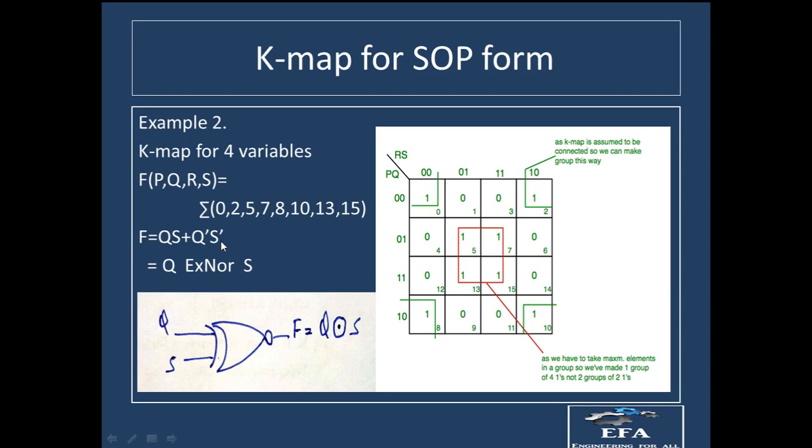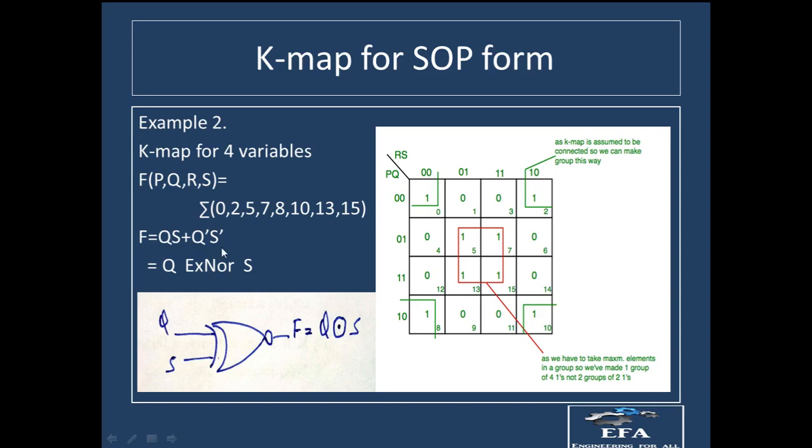So you can draw the circuit with this expression also, right? But in this case you can see that we need two NOT gates, two AND gates and one OR gate. So a lot of gates are required.